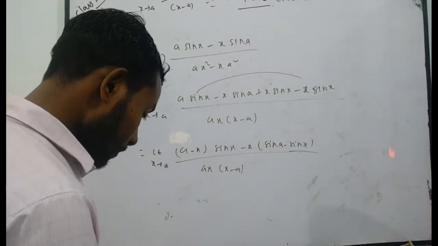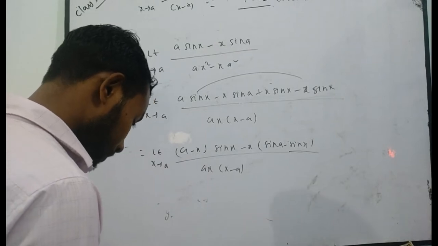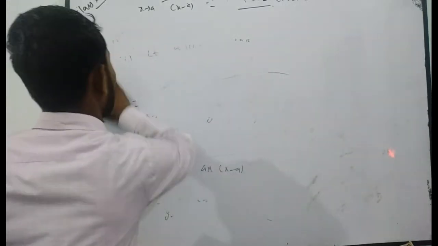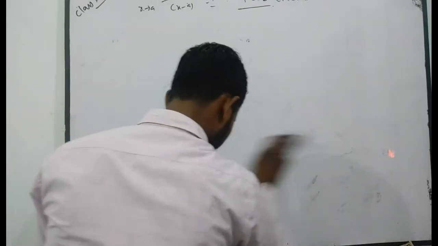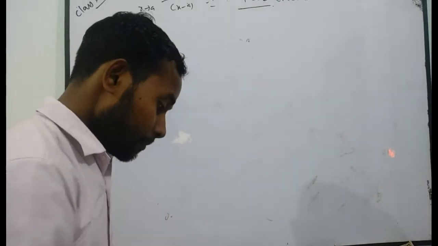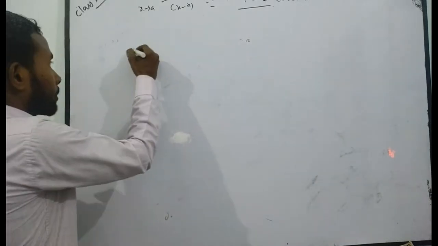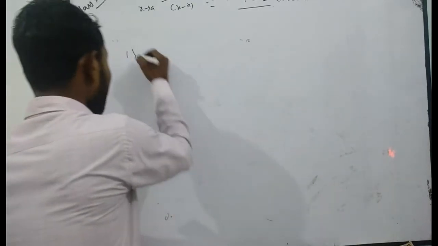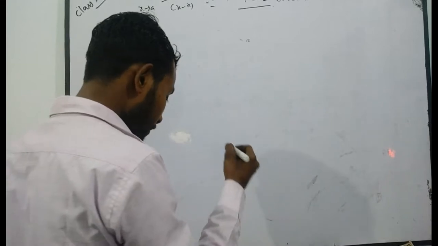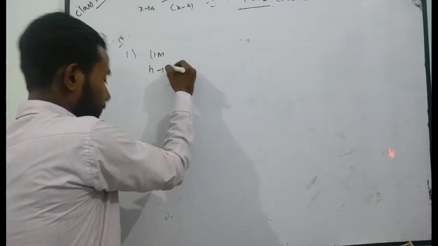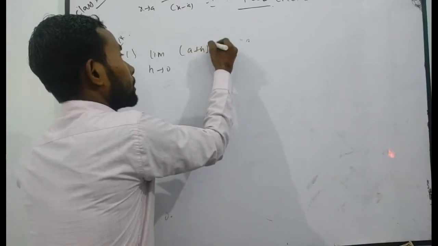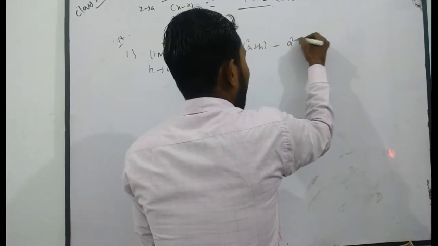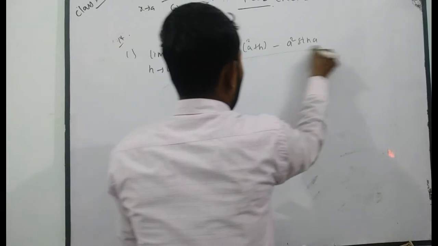Now again I want to tell you how you can solve the next problem, 33rd. This is also a good problem, but very easy. 33rd, first will be, sorry, 41st. Limit x tends to 0, (a plus h) whole square sin (a plus h) minus a square sin a, divided by h.